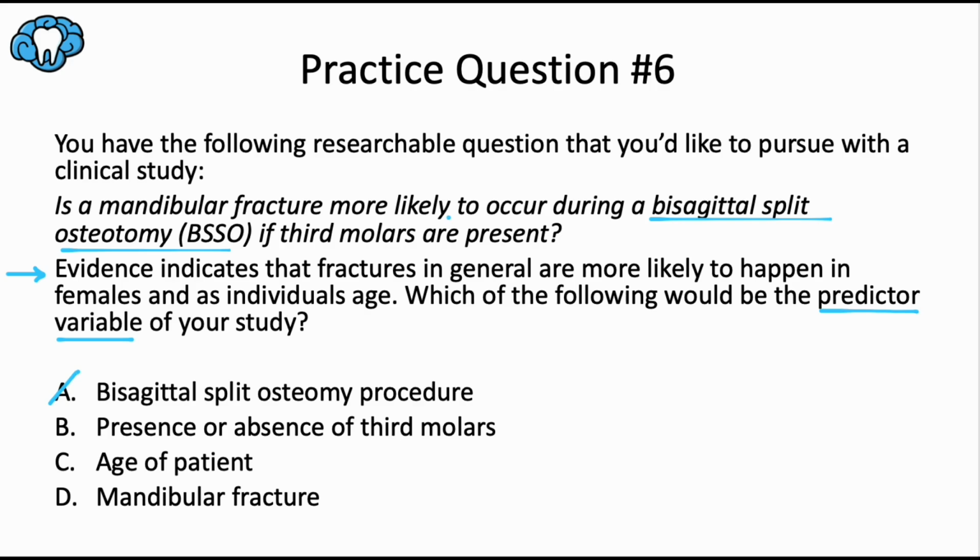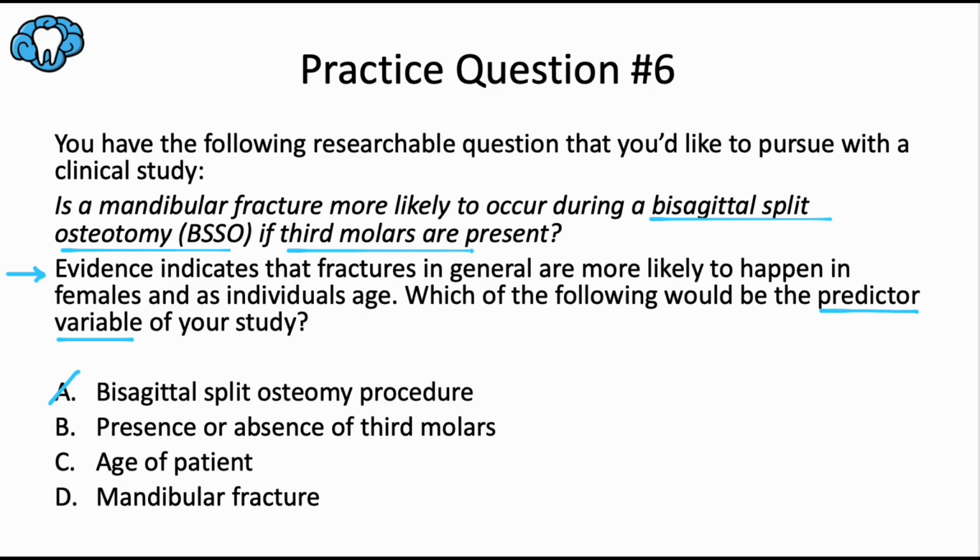Remember back to my diagram with the watering can, the plant, and the sun. So the watering can was our independent variable. It was the thing that the researcher could manipulate. This is also called the predictor variable, which is what we're looking for here. So what we can control is if third molars are present or not.